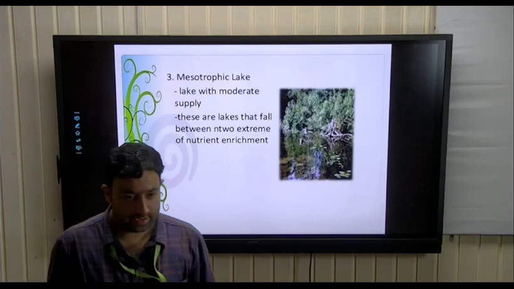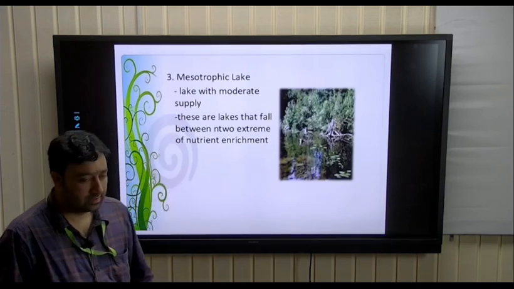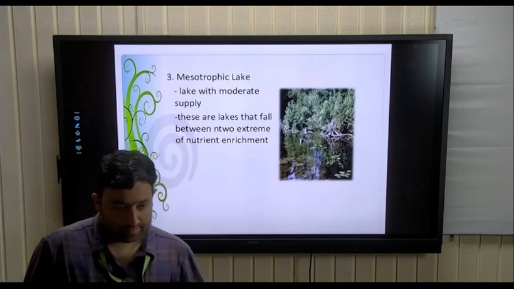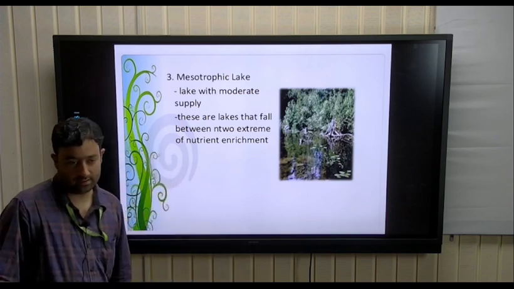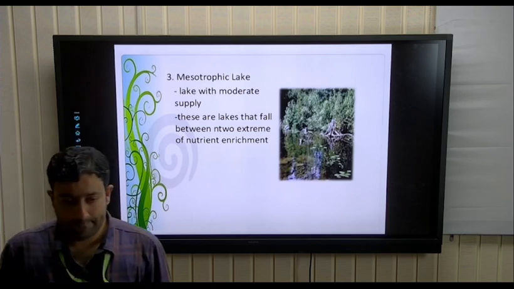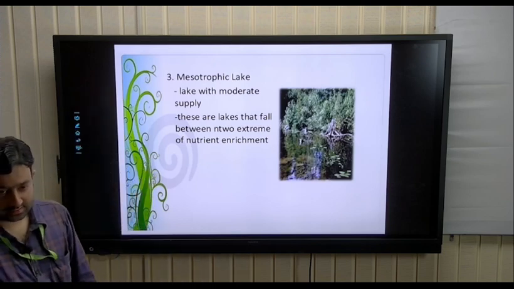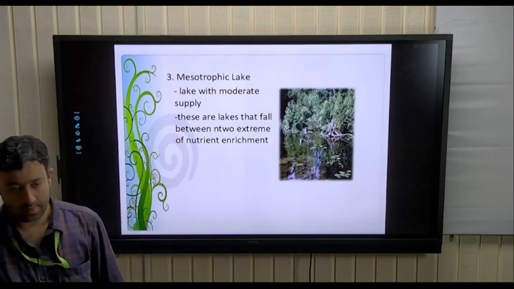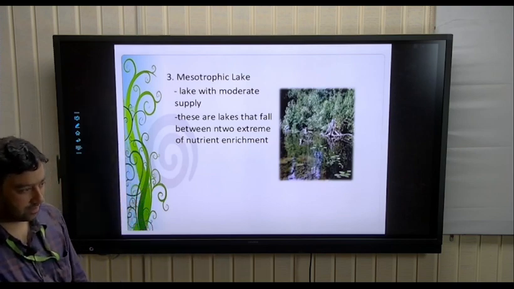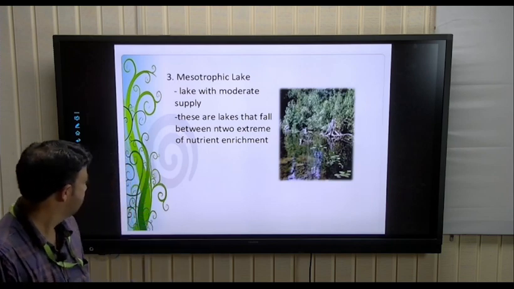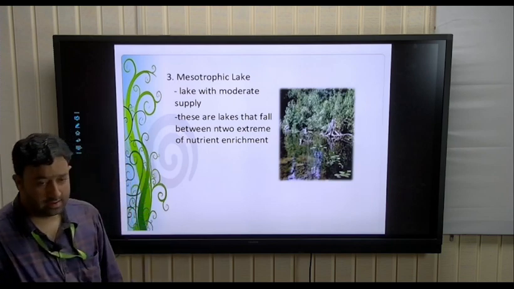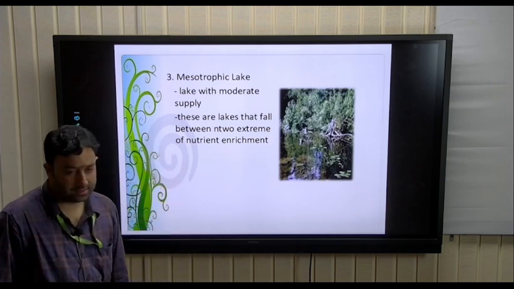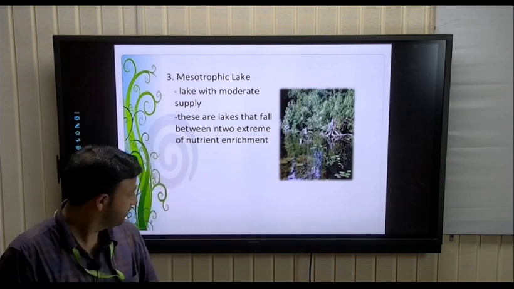Mesotrophic lake with moderate supply. These lakes are fed with a moderate supply of nutrients, whether they are phosphorus or nitrogen, and the production is intermediate. And these are lakes that fall between the extremes of nutrient enrichment.